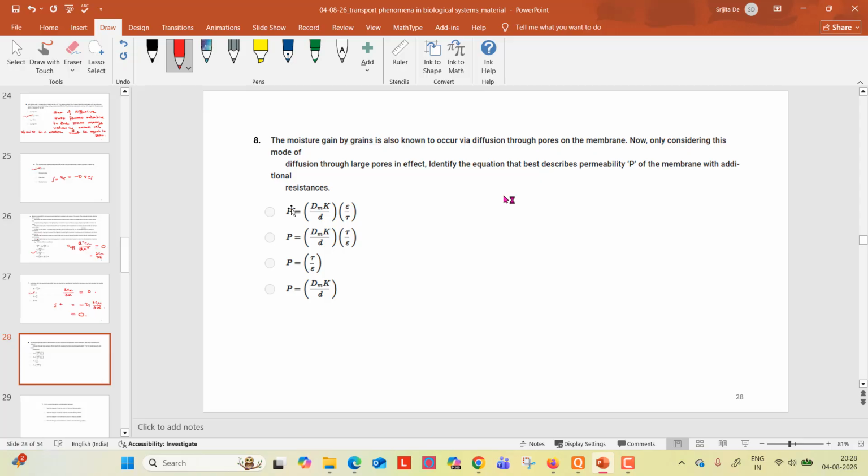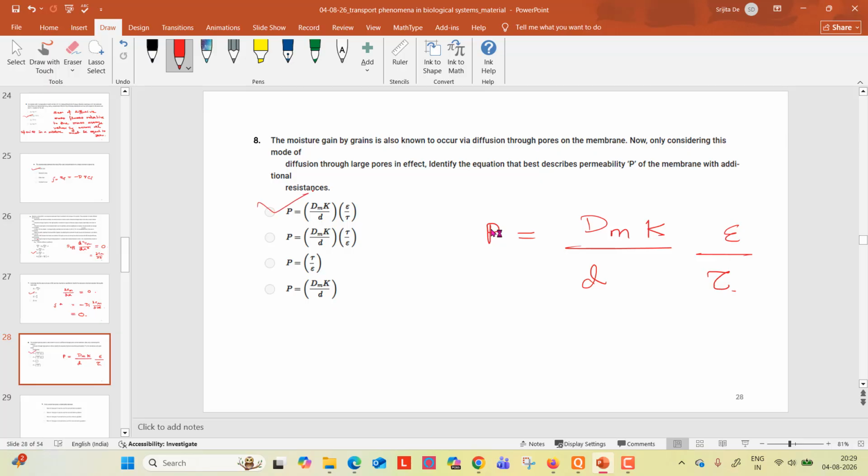Now, only considering this mode of diffusion through large pores, identify the equation that best describes permeability of the membrane with additional resistance. So, from the lecture note, we have seen that permeability P is defined as the diffusion coefficient D into epsilon by tortuosity. Porosity by tortuosity, right? So it will be option A.